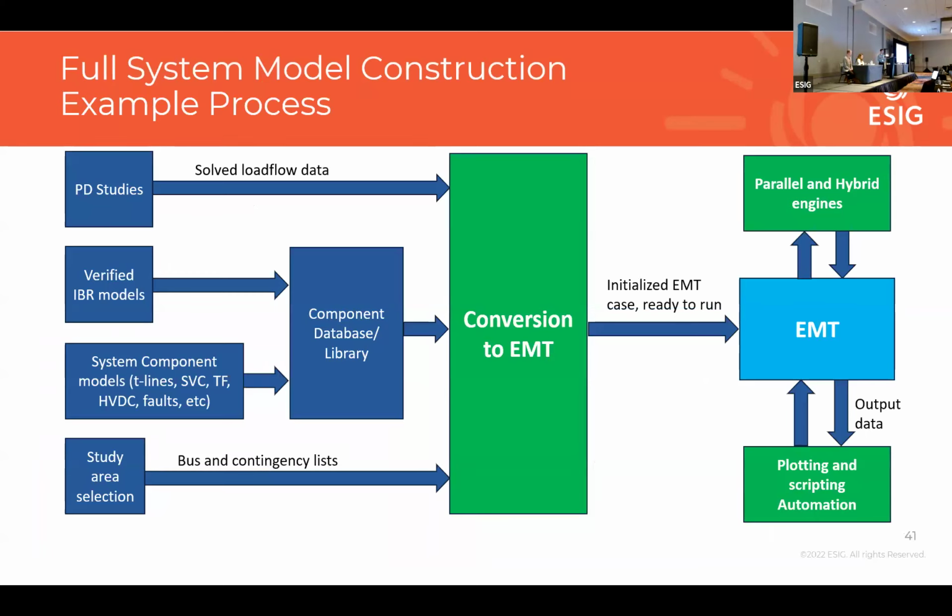Here's an example process of what a conversion to EMT might look like. Solved load flow data, in the first line, is your first data input. The next big blue block down there would be a component database or library, which would contain your IBR models and any system component models. And then on the bottom, you would also want to input your study area selection. You'd jam all that into a conversion tool, and it will auto draw an EMT case for you. It'll connect all the various pieces together and put in the network equivalent.